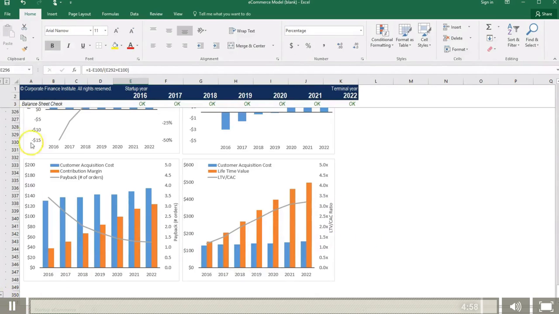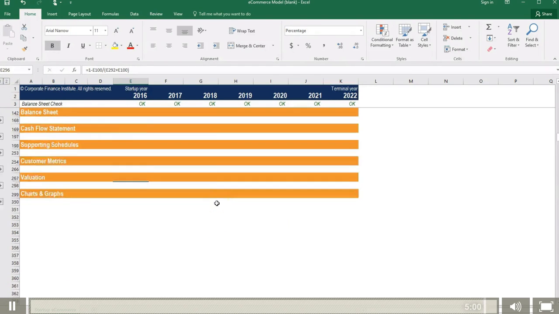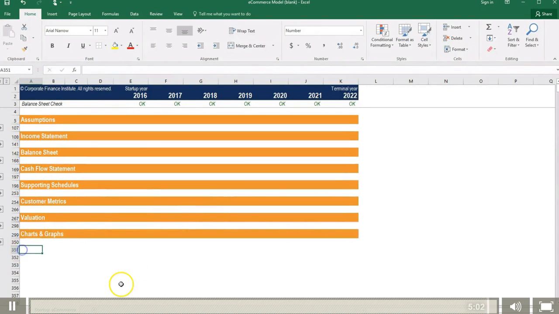Now we can take all the information from this model and put it into an investor pitch deck. Please stay tuned for our next course on how to build an investor pitch deck with the output from this model.